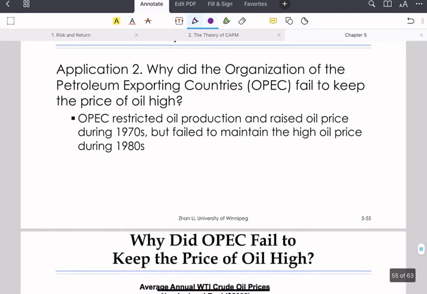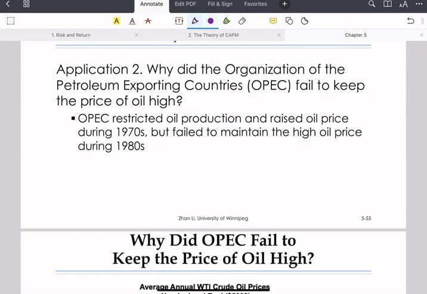Okay, now let's see the second application. Why did the Organization of the Petroleum Exporting Countries fail to keep the price of oil high? Basically, OPEC restricted oil production and raised the oil price during the 1970s. And after this restriction, oil price actually increased a lot. But in the 1980s, oil price actually decreased. So OPEC actually failed to maintain the high oil price during the 1980s.